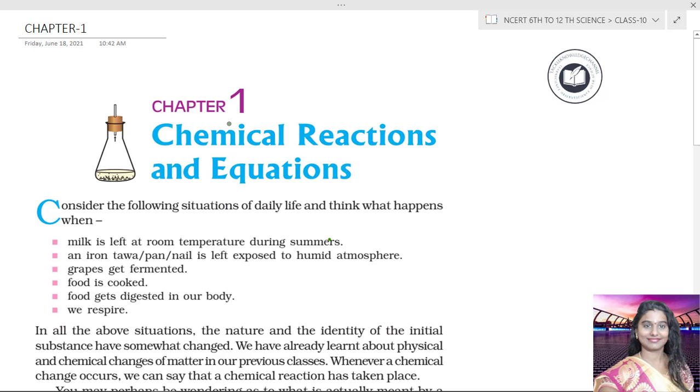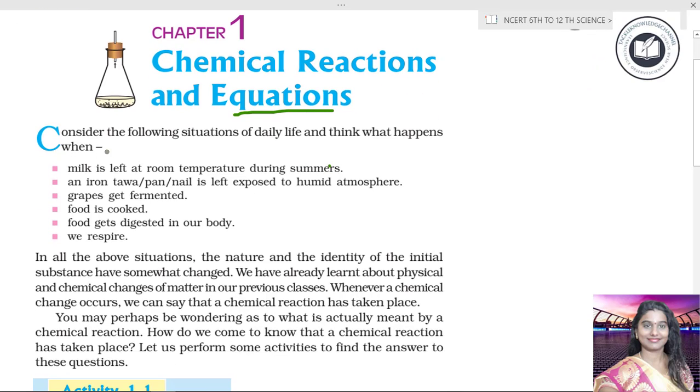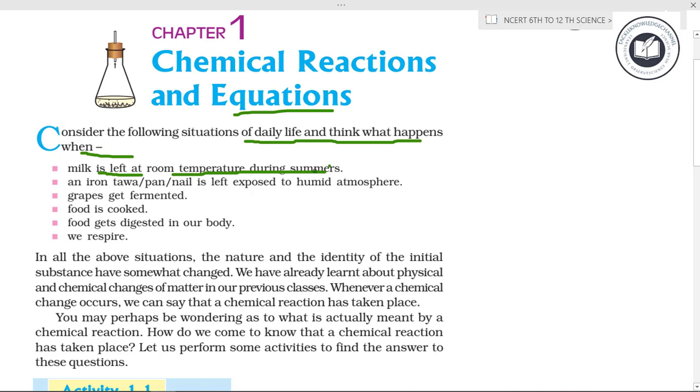So today let's see class 10th chapter 1, chemical reactions and equations. Consider the following situations of daily life and think what happens when milk is left at room temperature during summers. So what happens to the milk when we leave it at room temperature?